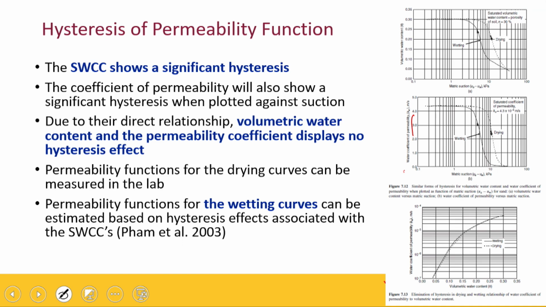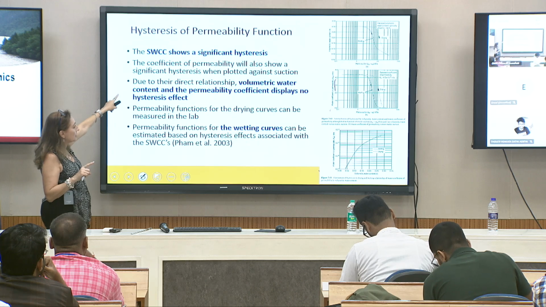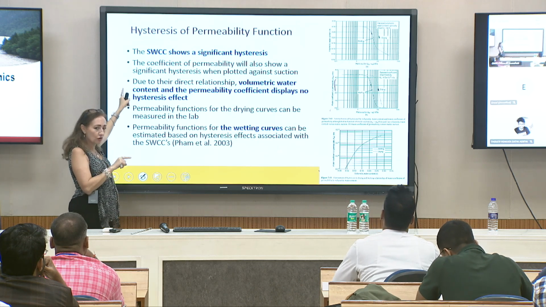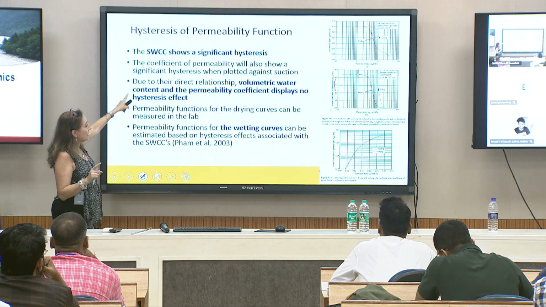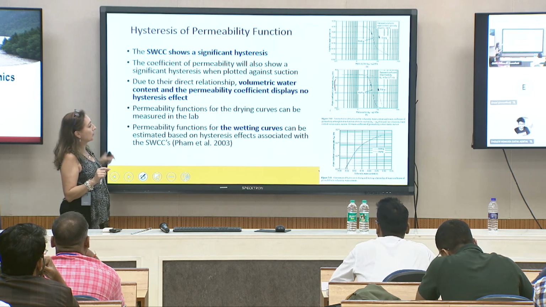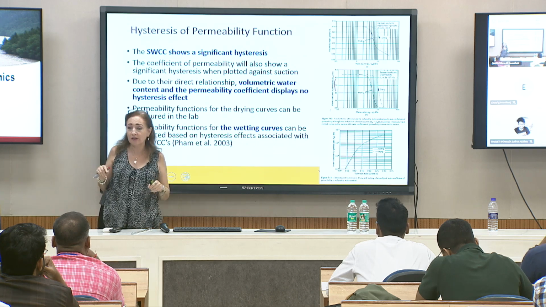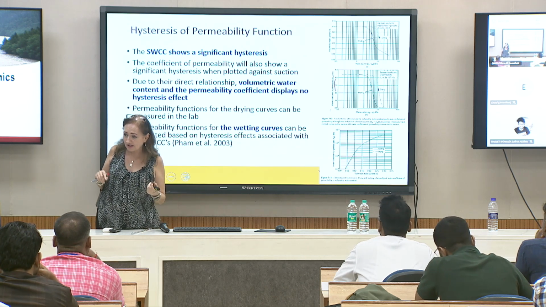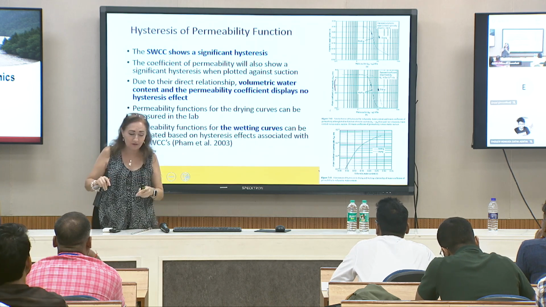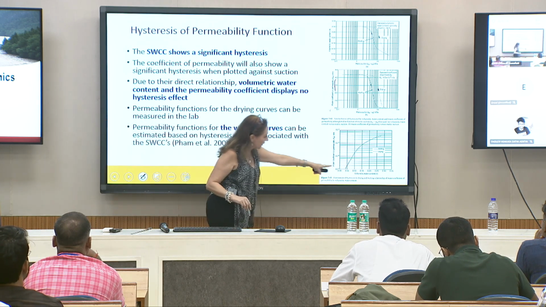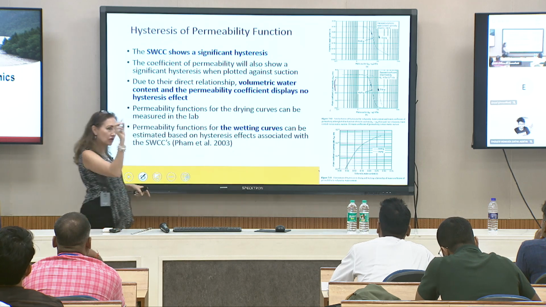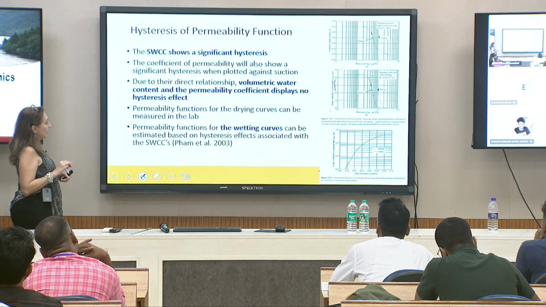When you have volumetric water contents, due to the direct relationship between the suction and the volumetric water content, actually, if you plot volumetric water content and the permeability coefficient, it displays no hysteresis effect. It's not that there is no hysteresis, it's just that there is no difference in that plot. And you find this one, so be very careful with that. The two curves actually go one on top of the other one.